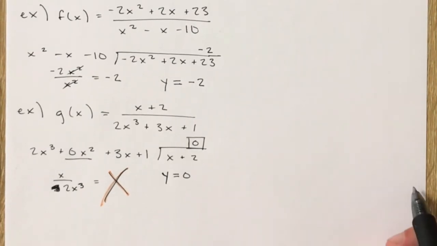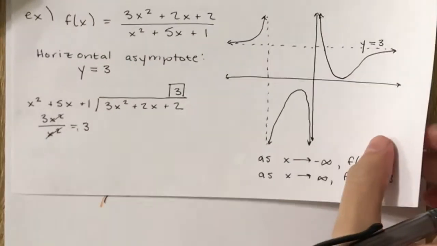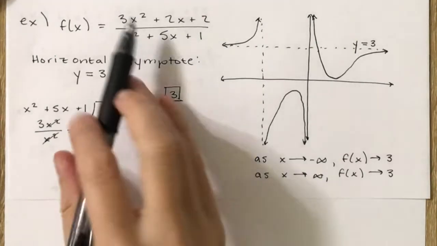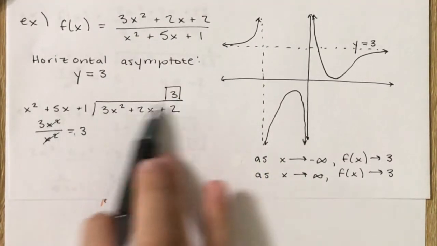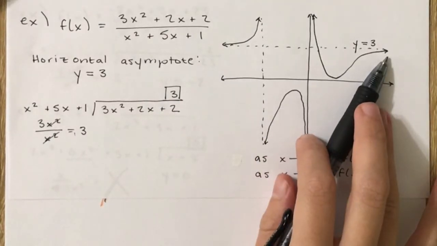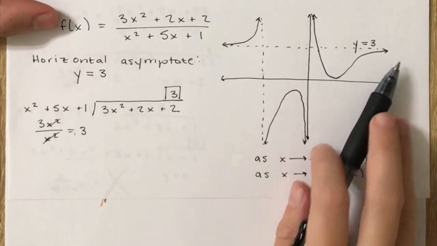Do we notice a pattern here? I want to look back at our first function that we looked at, which was this guy. We had 3x squared and x squared. When we did this division, we got 3, so some non-zero number, something that wasn't 0. And we had a horizontal asymptote for that.